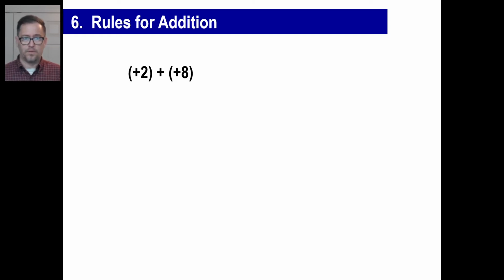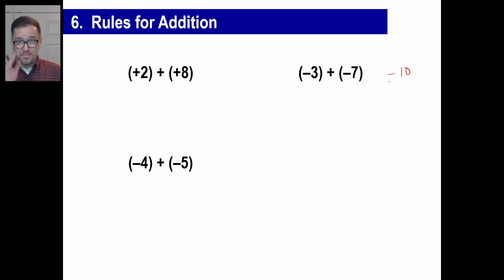For example, those have the same sign, right? Absolute value of positive 2 is 2, absolute value of positive 8 is 8. 2 plus 8 is 10, positive 10 because they're both positive. Another one, -3 plus -7. Absolute values means that's 3 plus 7, which is 10. Since they're both negative, the answer is negative, -10. Let's go -4 plus -5. Same sign, so you add the absolute values. 4 plus 5 is 9, but since both of those are negative, the answer is negative.